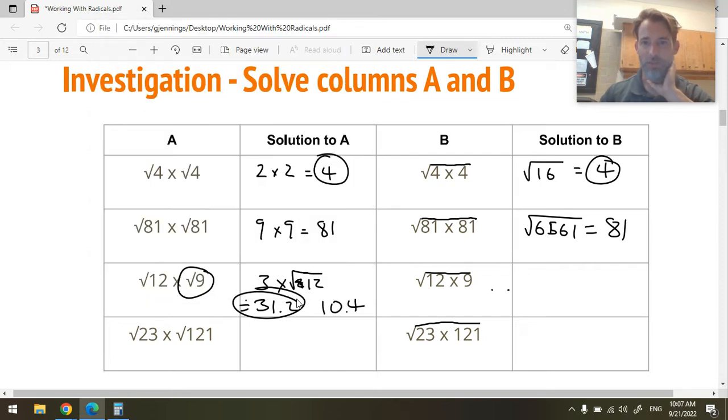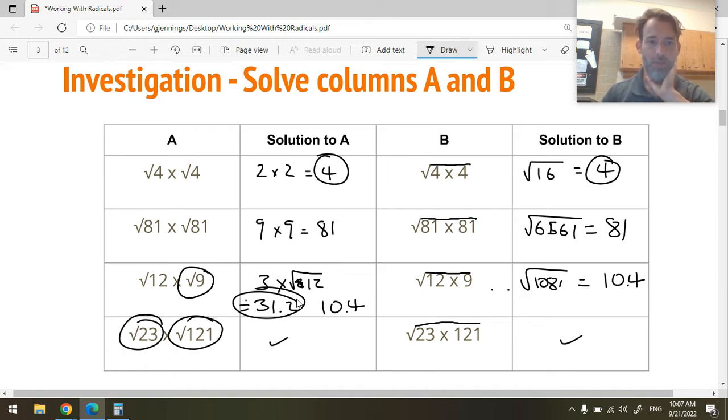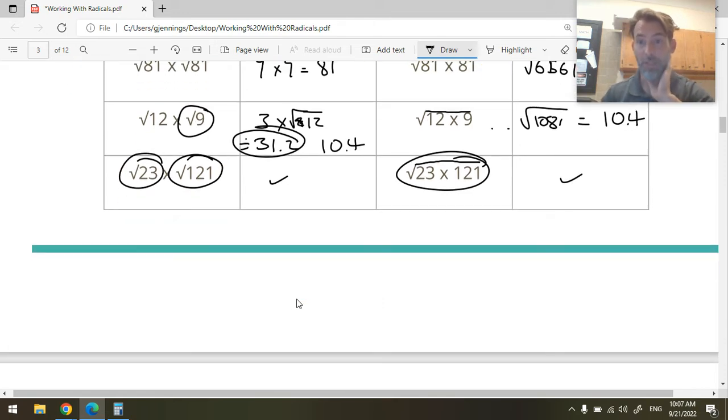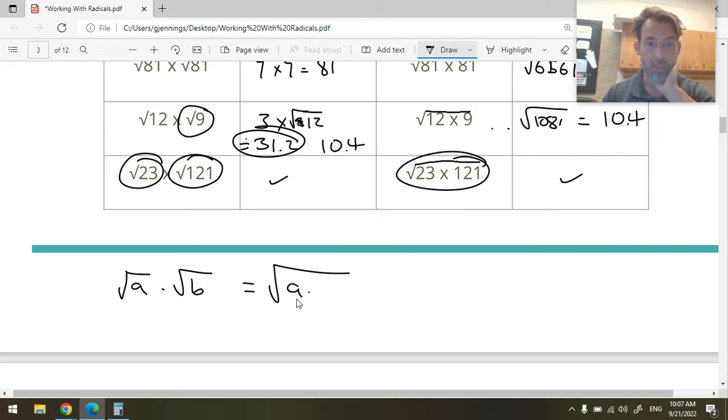10.4. And when we did the square root of 108, 108 is written that way, Mr. Jennings. It's also 10.4. Okay, and these ones are the same as well. So we're seeing if I break these radicals up or have them together under the radical, they're equivalent. So I'm going to write a generalized algebraic expression. That's to say square root of a times the square root of b is equal to the square root of a times b. Okay, that's just true.